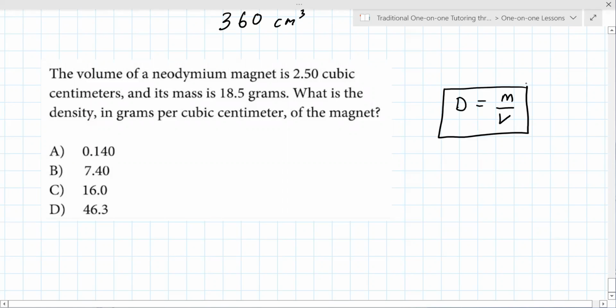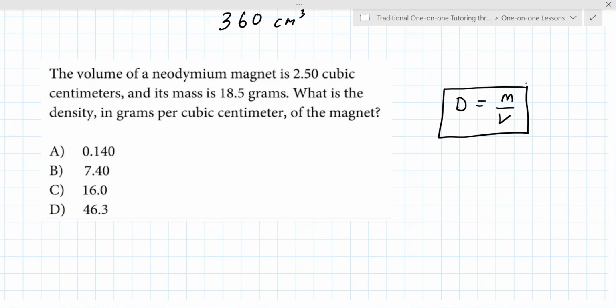D equals M over V. I was going to say V over M at first, but I didn't. What is the density in grams per cubic centimeter? So I just put the... Which one is the mass? 18 or no, 2.5 over 18.5 or the other way around.